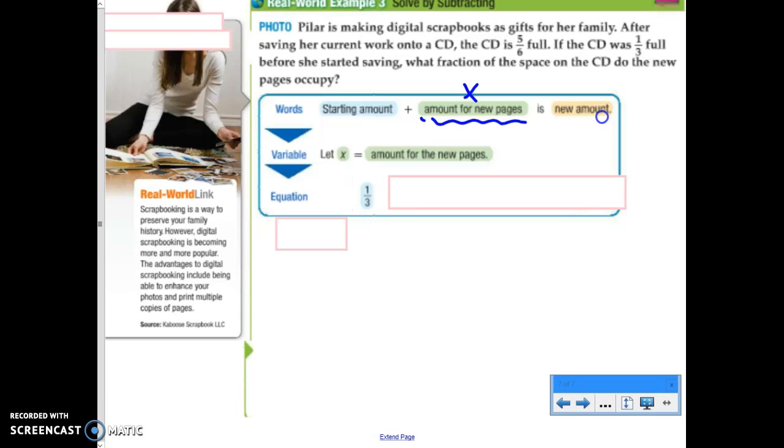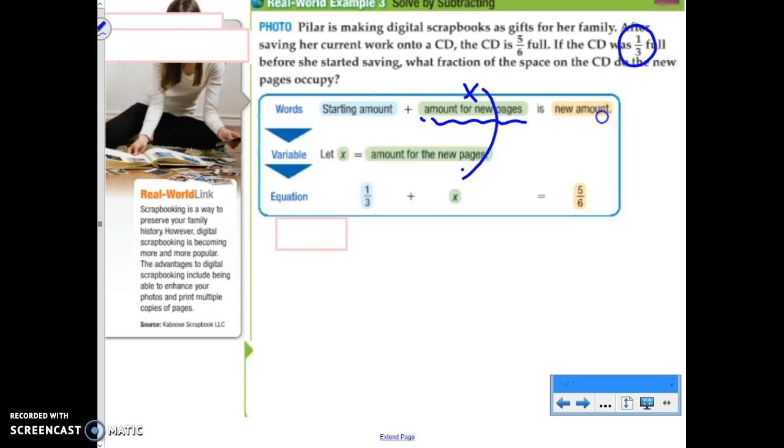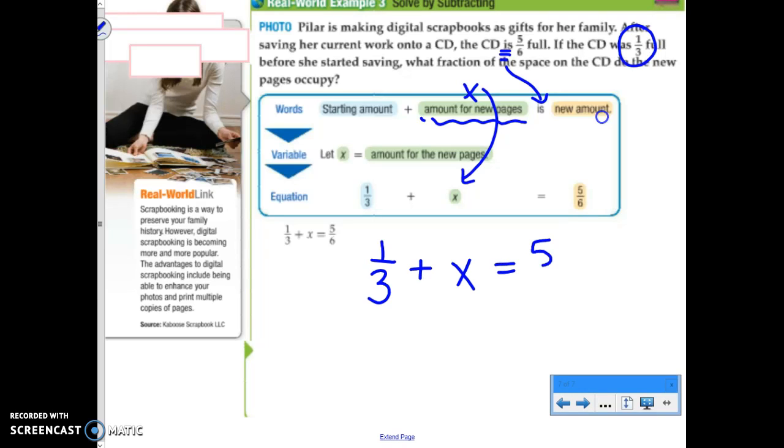But the starting amount, they tell us, is 1/3, okay? So we know that it's 1/3 full. And you're adding those together to find the total amount, okay? And then we know that X was the amount of pages, and that has to equal 5/6 because the CD is full at 5/6, right? All right, and this is your indicator there. They take this and they bring that down to here, and we know that is the same thing as saying equals. So now we've got our equation that we can solve, okay? I need to solve for X. So I have 1/3 plus X equals 5/6.